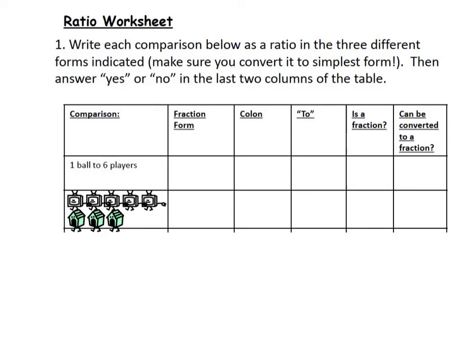So let's start. The first problem says 1 ball to 6 players. So in fraction form, that would be 1 over 6 because 1 ball comes first before the word to, 6 players comes after. That means the 6 goes on the bottom. As a colon, 1 colon 6. Using the word to, 1 to 6.